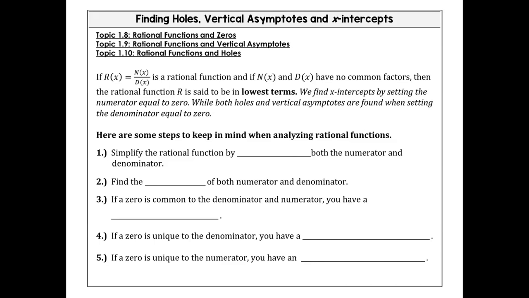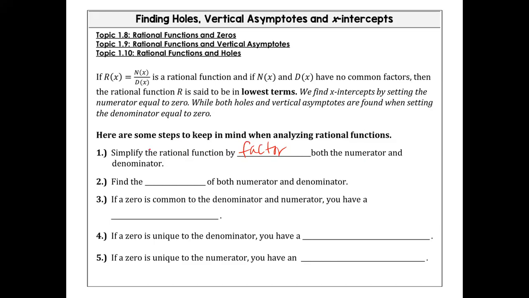Okay, so here it asks us, simplify the rational function. If you can, the first thing you should always try to do is factor. Factor both the numerator and denominator. What this allows you to do is see a lot of key features a lot faster.